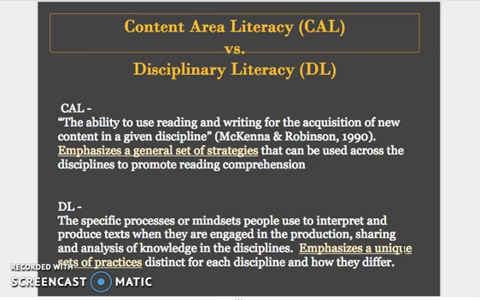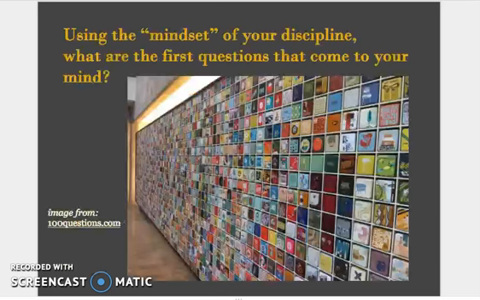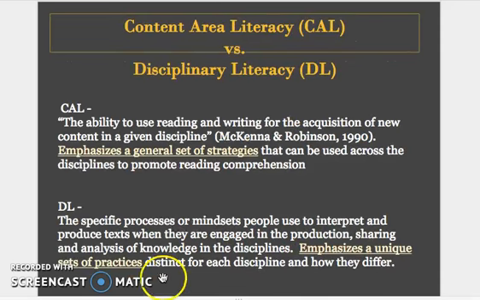How a math major looks at this image would be very different than, again, how an art major might look at this, or someone coming from engineering. So these have different literacy practices associated with them, but they can very much inform each other.